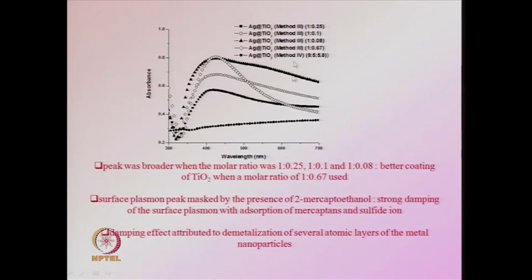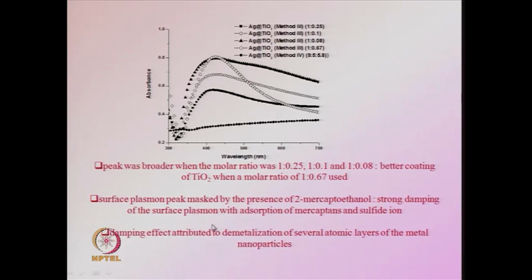So, the best peak for 1 is to 0.67 is this diamond shaped plot, and it shows the maximum absorption, and it also shows the sharpest band. All the other bands are much broader. So, the concentration of the shell forming agent is important in finding out the position and the breadth of the band.